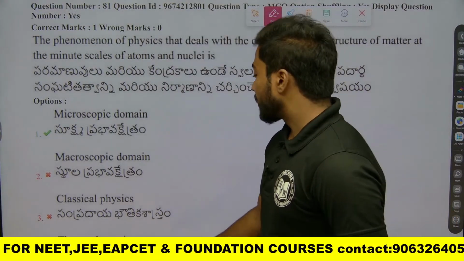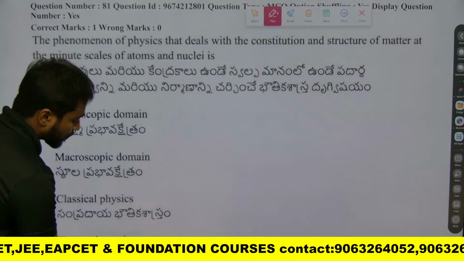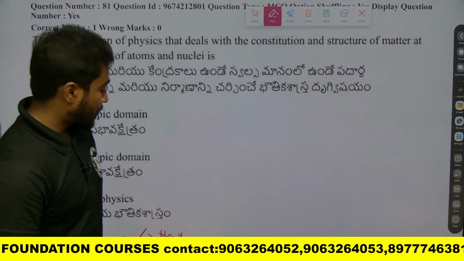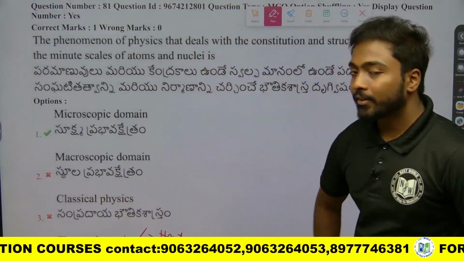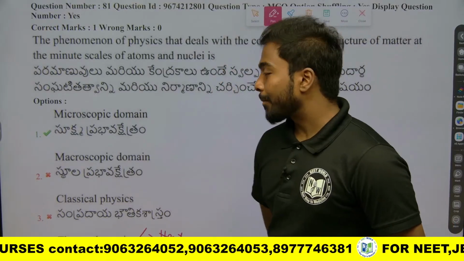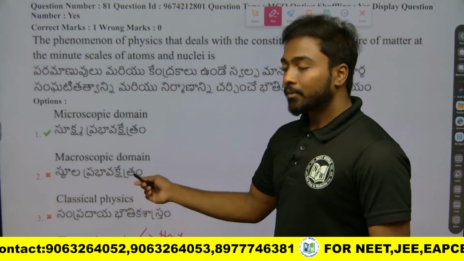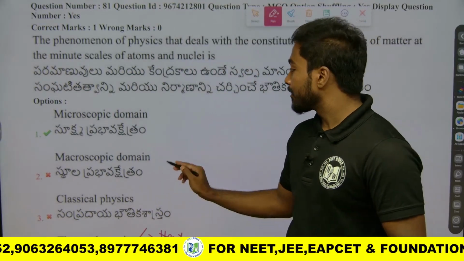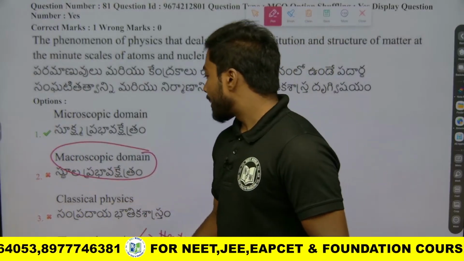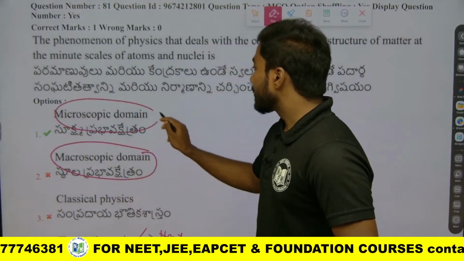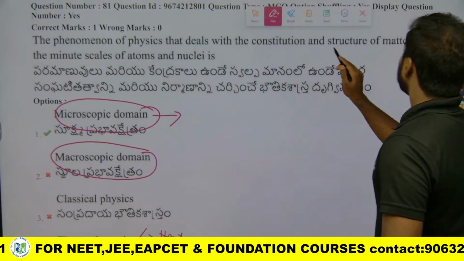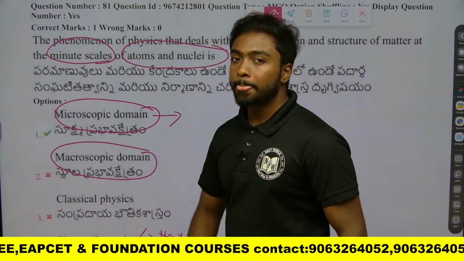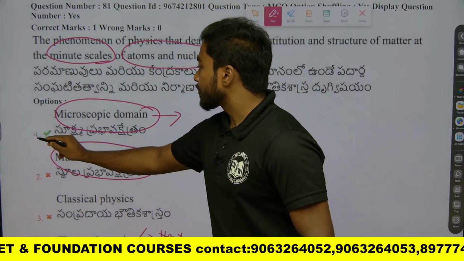So obviously we know that thermodynamics deals with heat, energy and those kinds of things. Classical physics deals with the kinematics things, and macroscopic domain is whatever we can see with the naked eyes. The microscopic domain is for the atom and nuclei, which we can see at the minute scale. Okay, this is the answer for the first question.